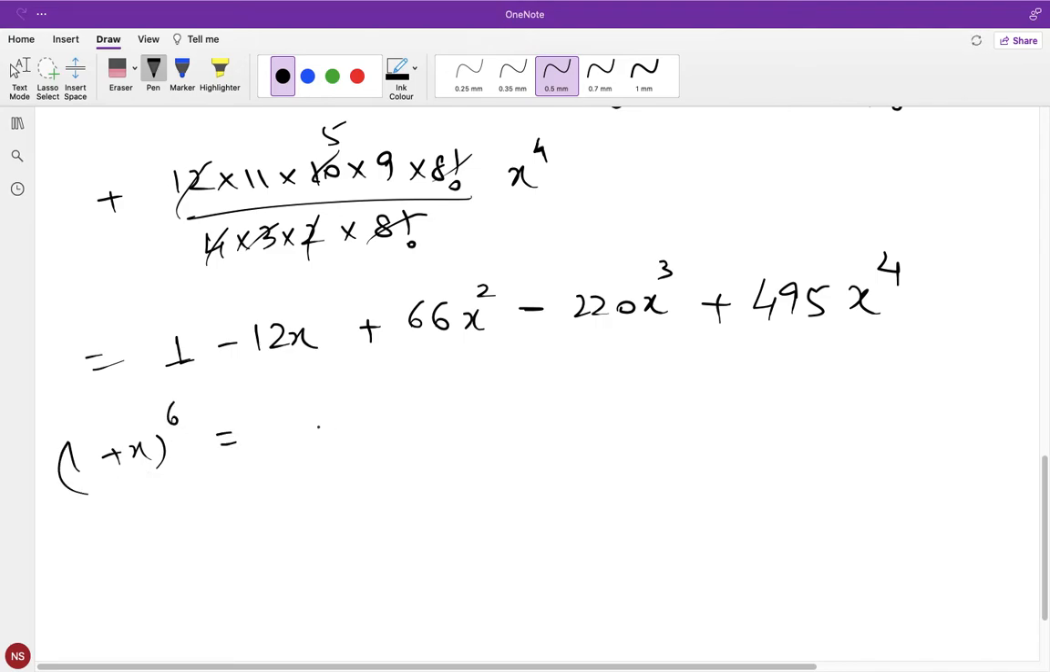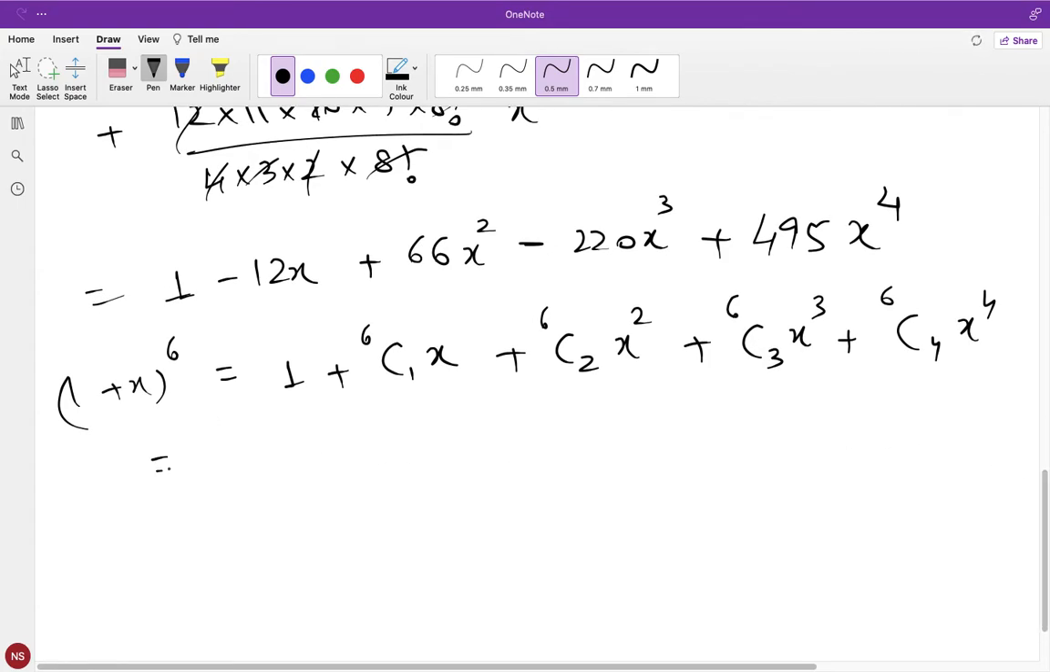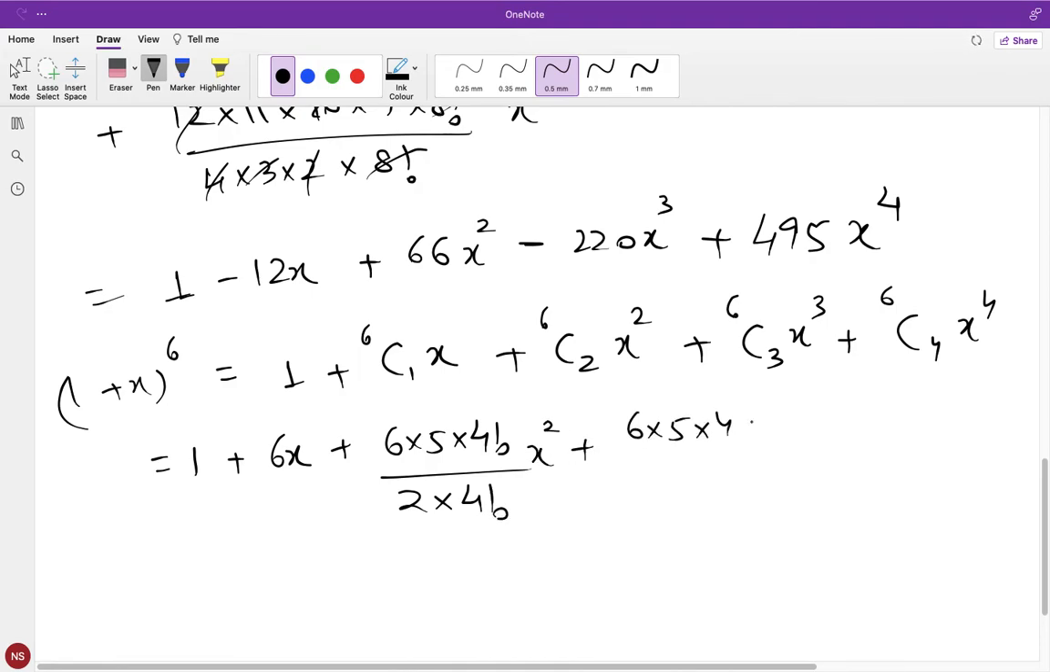I will go till x raised to the power 4 as well in this one. So 1 plus 6c1x plus 6c2x squared plus 6c3x cubed plus 6c4x⁴. I'm not worried about x⁵ and x⁶. 6c1 is 6, right? 6c2, what is 6c2? 6 into 5 into 4 factorial by 2 into 4 factorial, x squared. 6c3, so 6 into 5 into 4 into 3 factorial by 3 factorial is 3 times 2 and 3 factorial, x cube. 6c4 is just this, right?